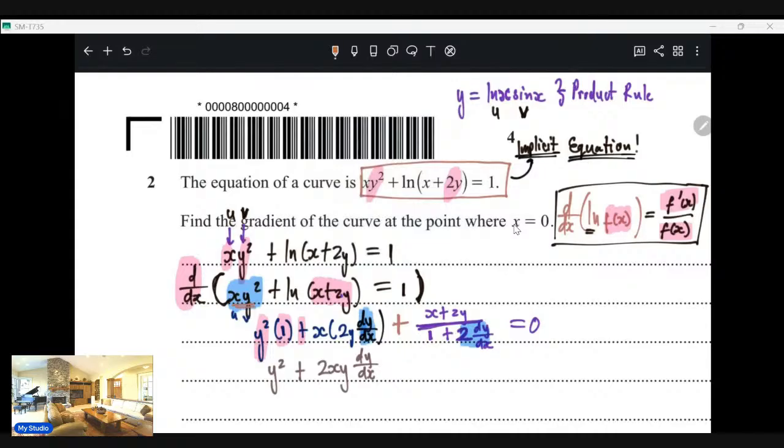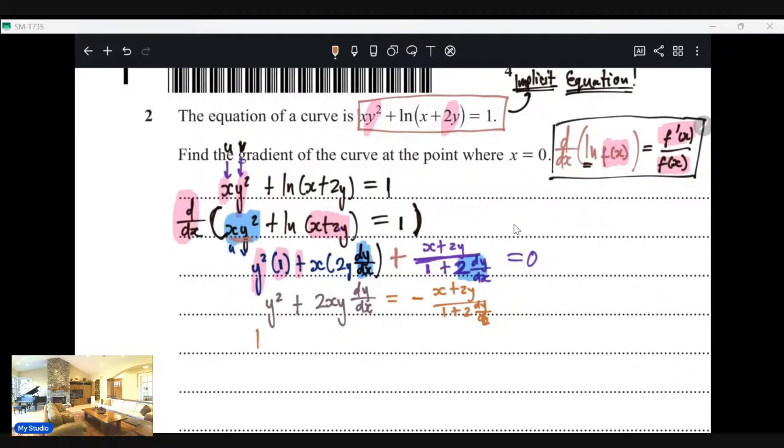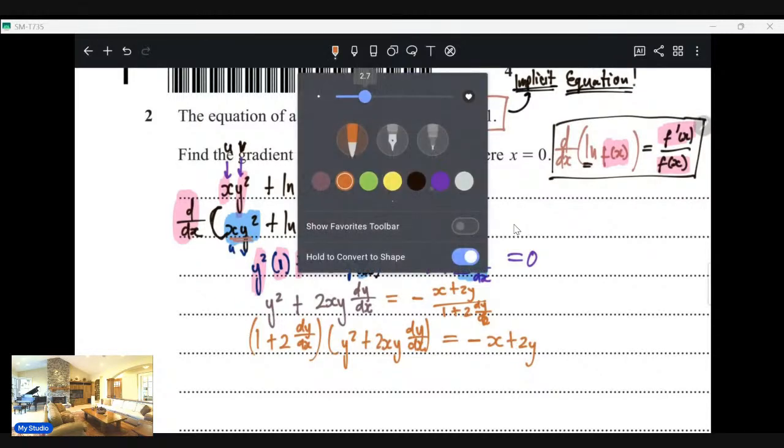Maybe let's take it to the other side. It becomes equal to negative of x plus 2y over 1 plus 2 dy/dx. Then we take the denominator to the other side to multiply. So you end up having 1 plus 2 of dy/dx multiplying y squared plus 2xy dy/dx, and it's going to be equal to negative x plus 2y. Can you see this? Make sure it goes to the other side to multiply and make it neat.